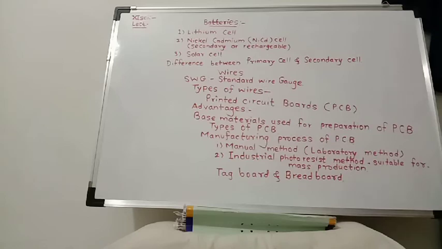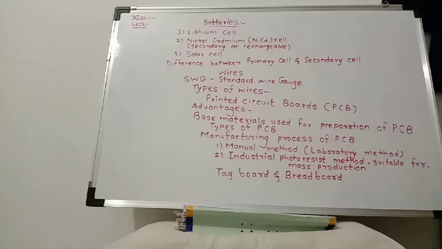Copper, aluminum or silver are used as wire conductors. These are the wires or conductors. Some wires are copper wires, aluminum wires or silver wires. Main types of wires are solid and stranded.